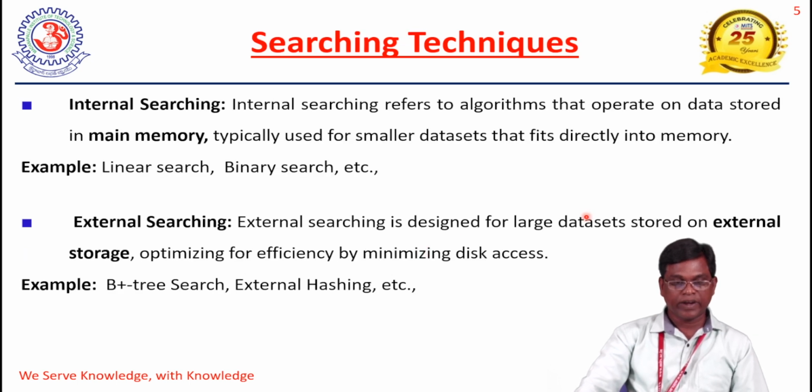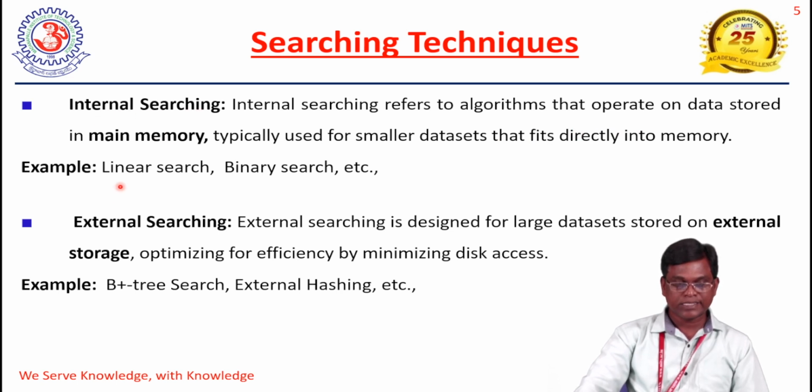Here are the different types of searching techniques available. Broadly we can categorize them into two categories: internal searching techniques and external searching techniques. Coming first to internal searching techniques: here the data set is smaller in size, and it is possible to accommodate that data set in the main memory. Then we follow a particular process to search for a record or item from that smaller data set, which is accommodated in the main memory itself. In that case, we call them internal searching techniques.